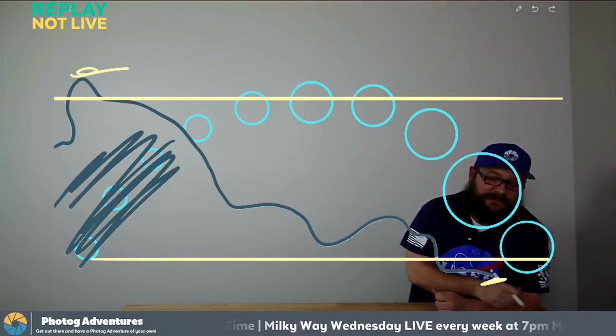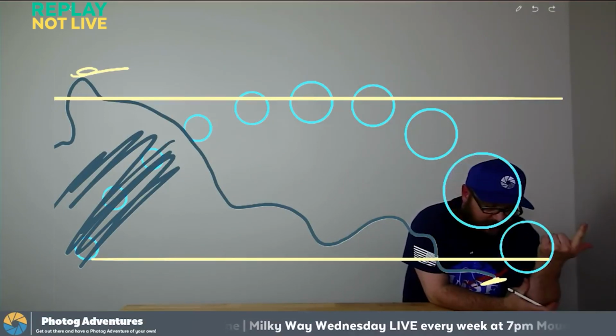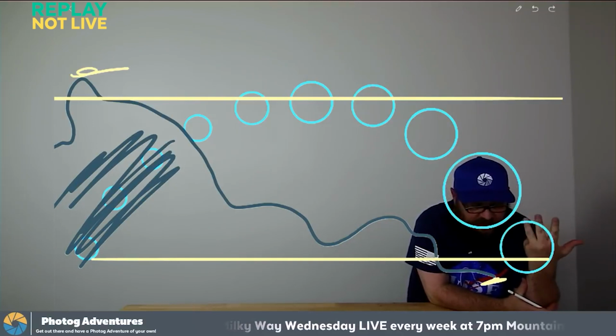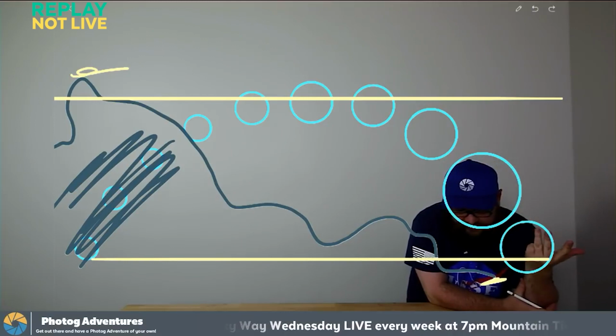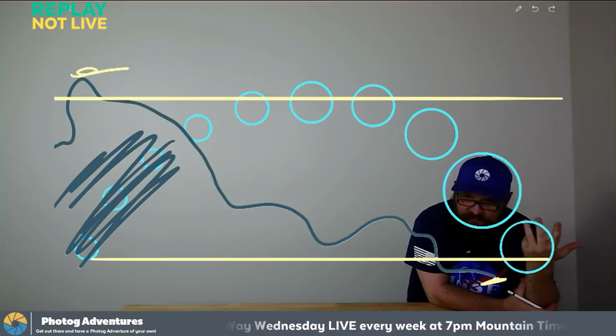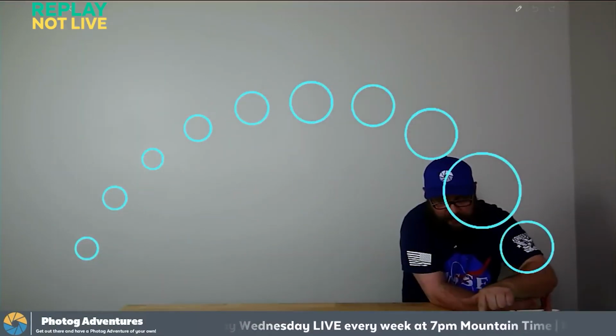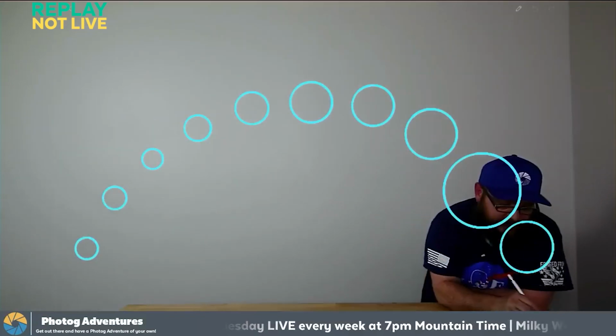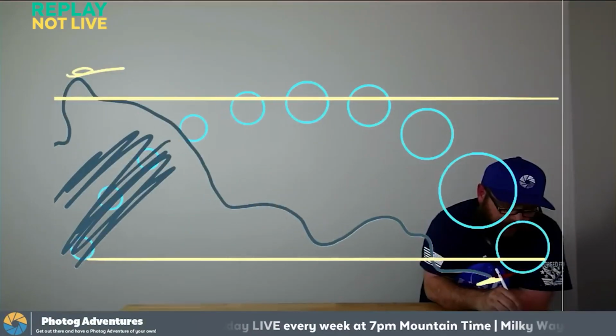Okay, it's balanced. So you got balance, you got weight on the left, you break in the planes, you've got interest with a shape that's going from the top third down to the bottom. What was the 5th one? I don't even remember. What am I not thinking of? Break the plane, balance negative positive, weight on left, shape from top to third, framing. Yes, that's the one I keep going past.